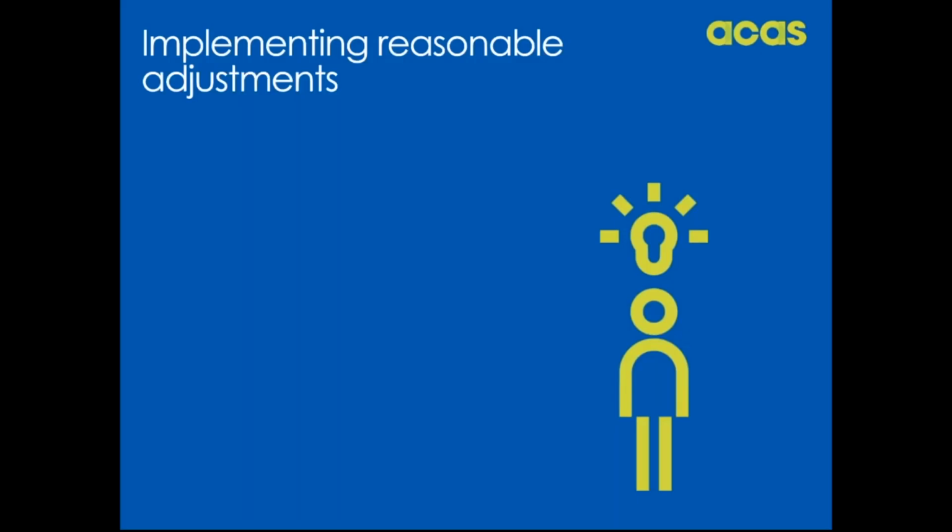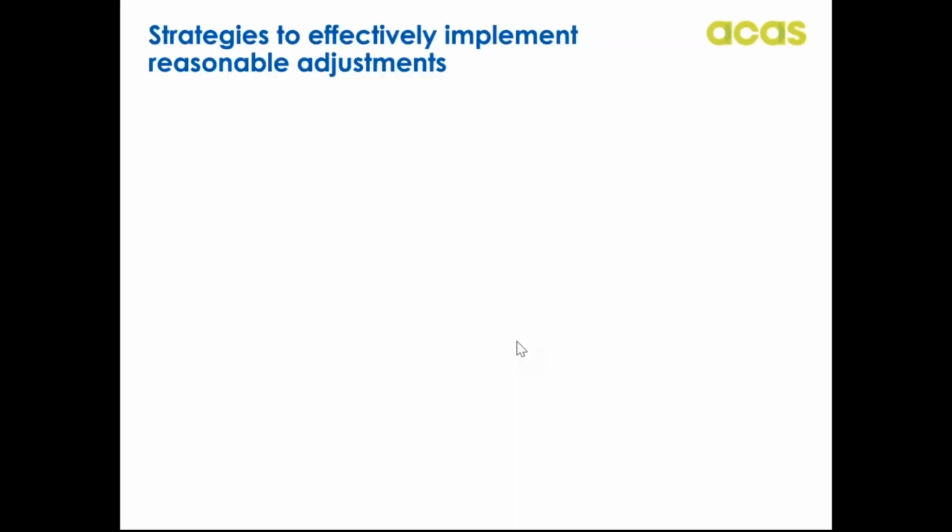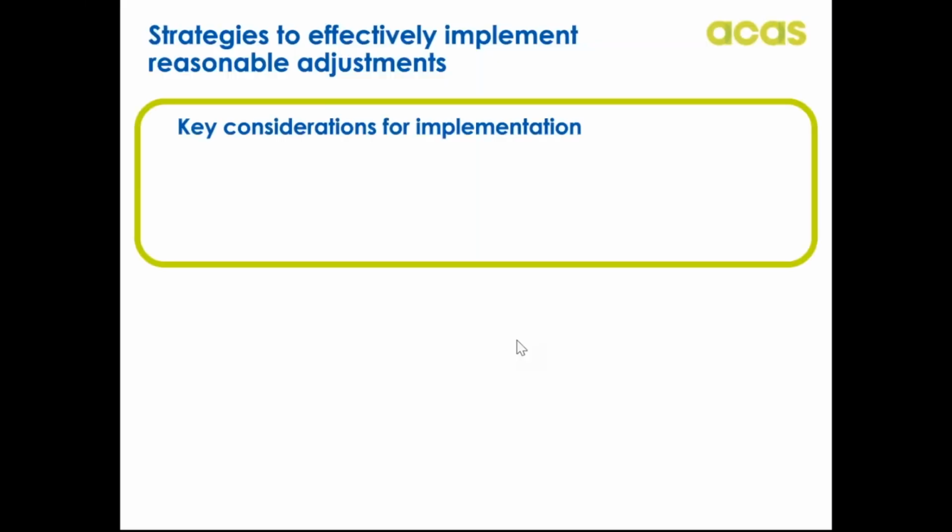So in this section, we'll take a closer look at what an employer should consider when implementing reasonable adjustments, and we will discuss some of the challenges you may face and how to overcome them. So some of the key points for you to consider when implementing reasonable adjustments are tailoring adjustments to individual needs. To do this, engage in open and confidential discussions with the individual to find out what support they need.